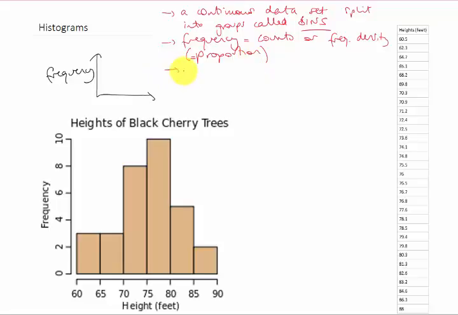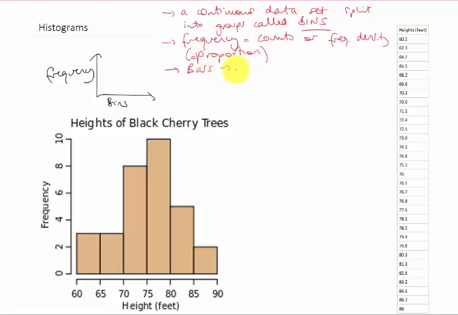We've got the frequency on the y-axis, and then we've got the bins corresponding to groupings of our continuous data set on the x-axis. And we draw bars to represent that.